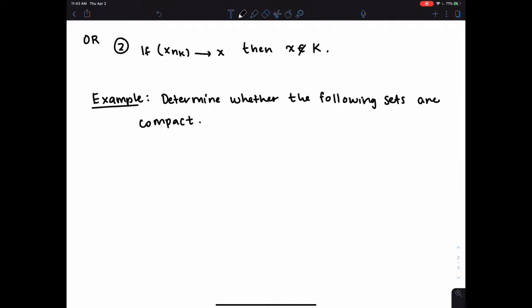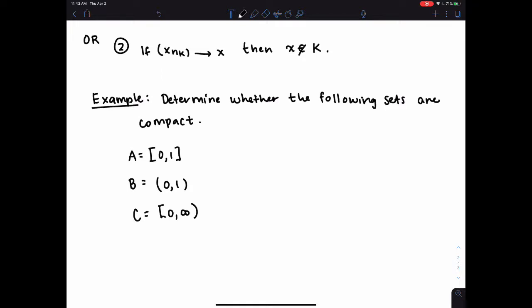So we've got A being, we'll go with the closed interval 0 to 1. We've got B, it is the open interval 0 to 1. And then C is another interval that we've shown to be closed, but this one is not bounded.